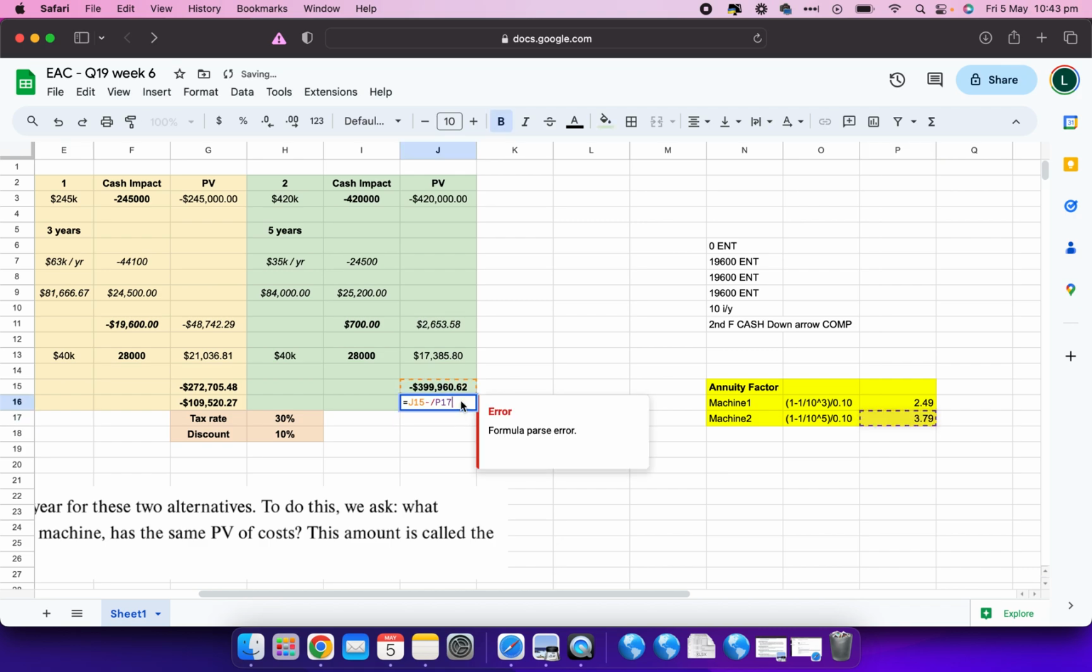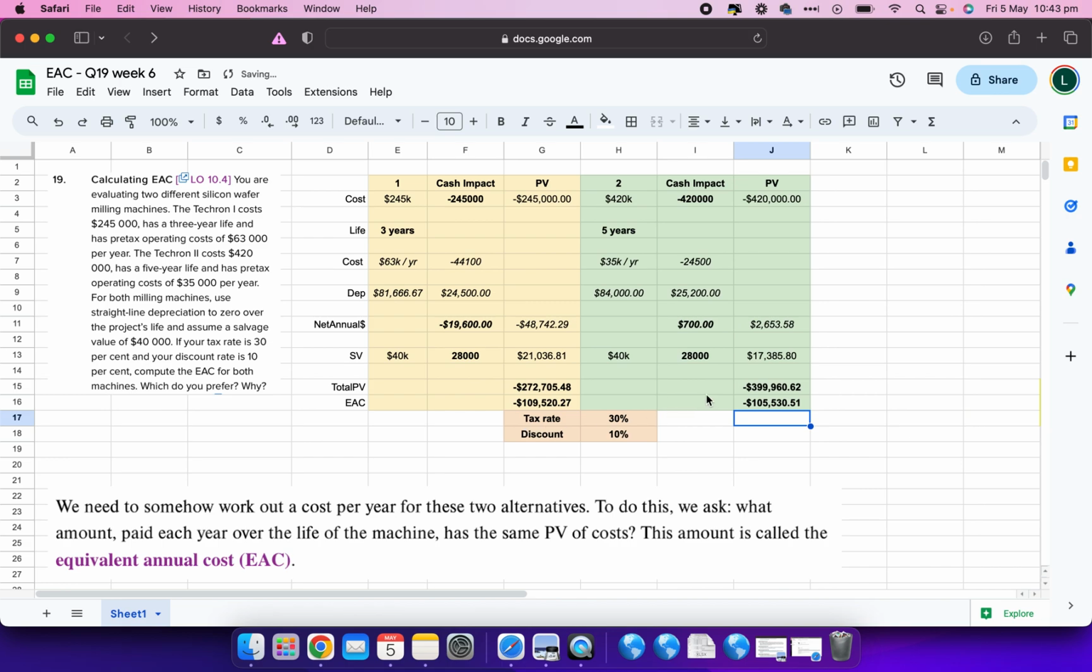Oh, why didn't you like that? What have I done? There we go. Oh, hang on. What have I done? I did a minus divide. Okay, so I've done that, and now I've got 2 equivalent annual costs, which is great.